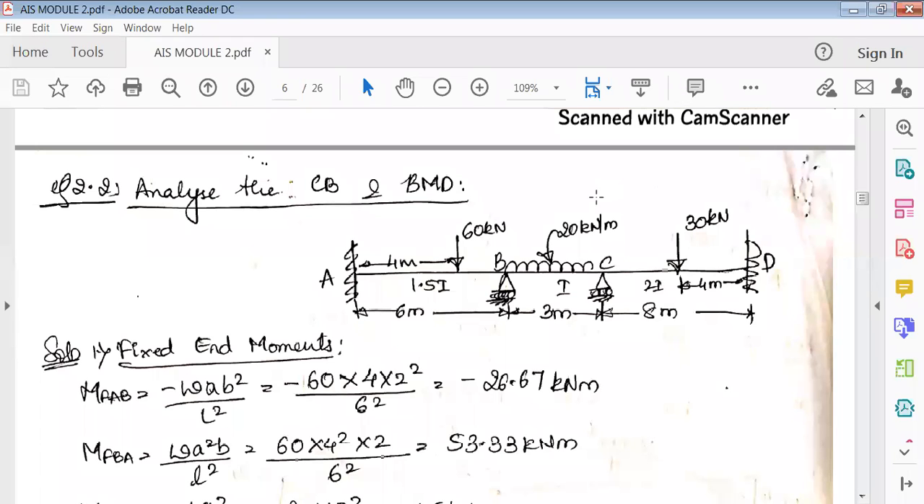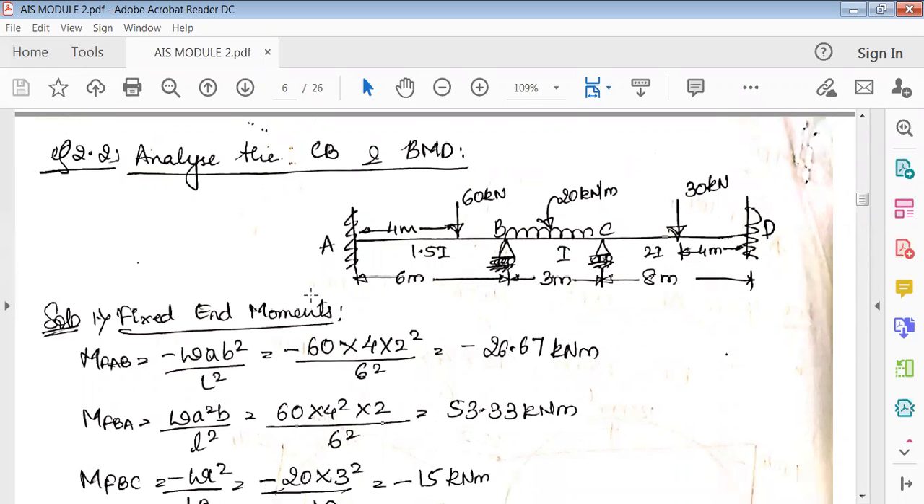Hello everyone. So let us continue with the next type of problem in moment distribution method. So the question is analyze the continuous beam and draw the bending moment diagram. So this is the given beam. So A, B, C and D, and A is fixed and D is fixed.